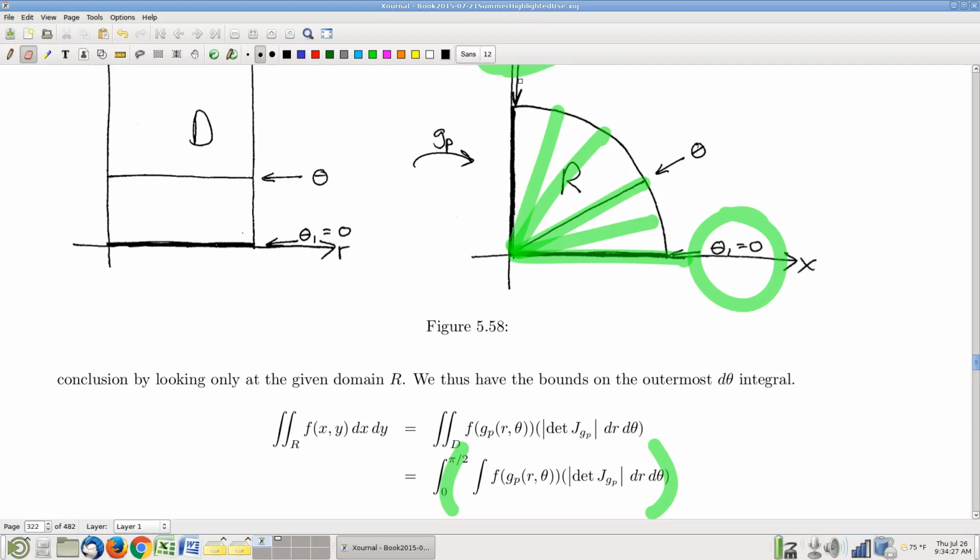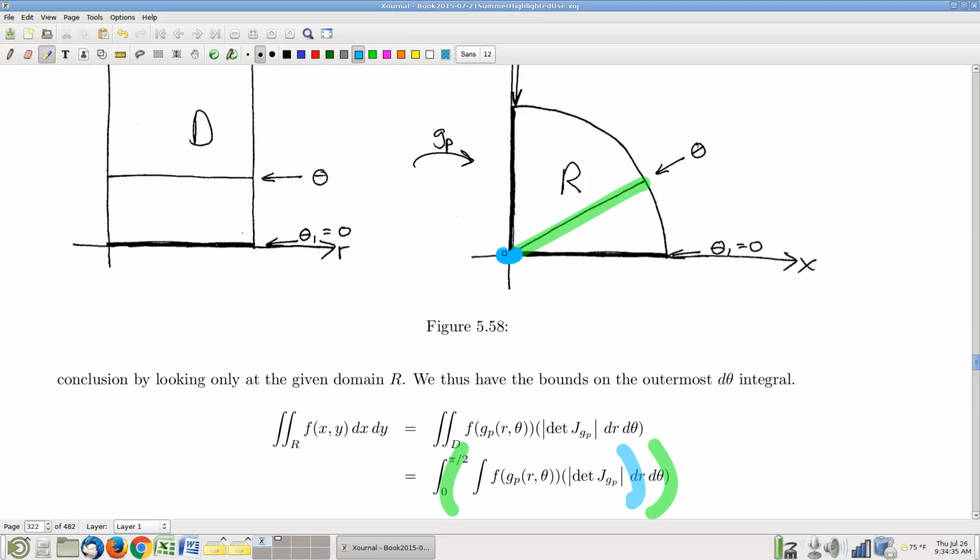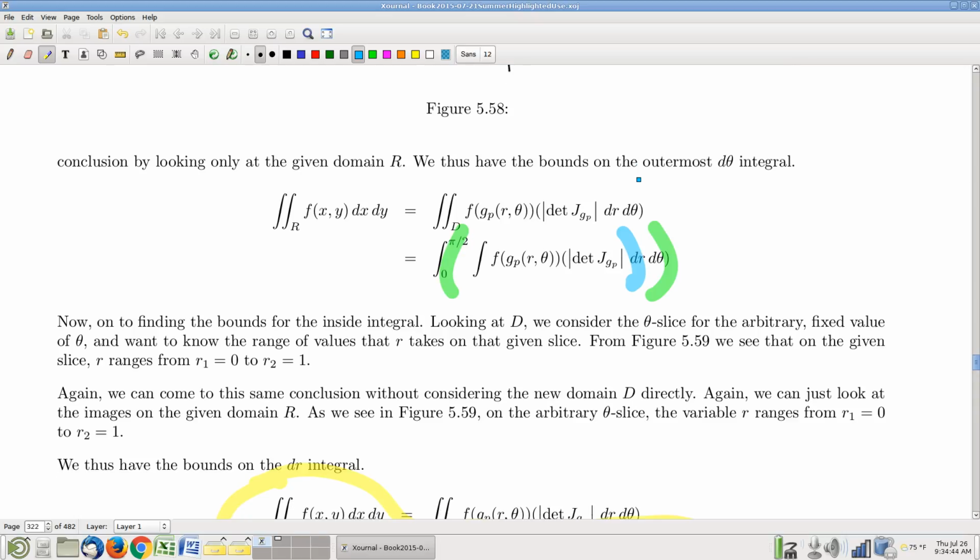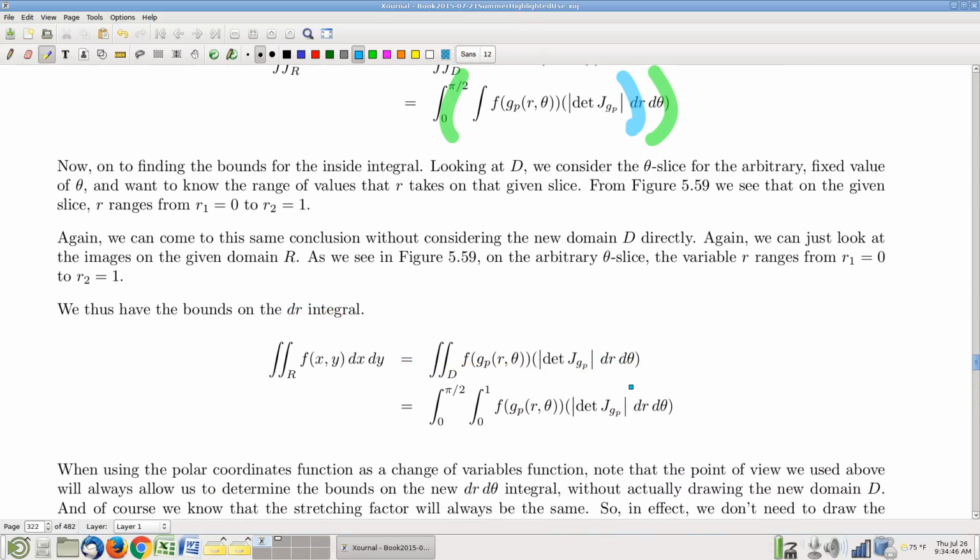Now, on a given theta slice, what's the range of values of r? I'll do this in blue. So the r values. Well, we start there where r is clearly 0. We end here where r is clearly 1. So r goes from 0 to 1.